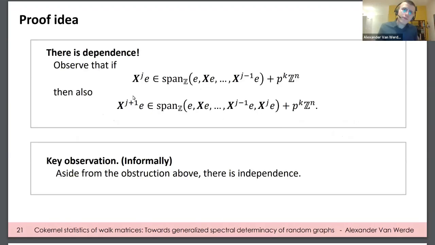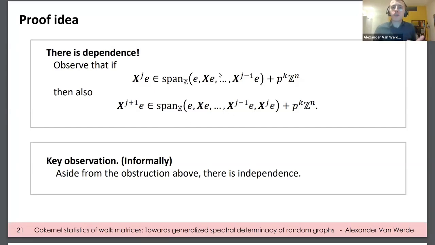And more generally, if, say, X^j applied to the all-ones vector is in the span of the previous vectors up to some power of p times some vector, then the same will hold for the next step. However, it turns out that this is in some sense the only obstruction to independence. So aside from this, one does have independence in these subsequent vectors, and using that and thinking about what this means for the cokernel specifically, one can in fact derive that formula which I showed before.